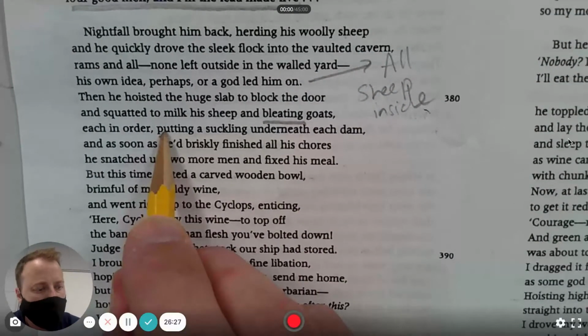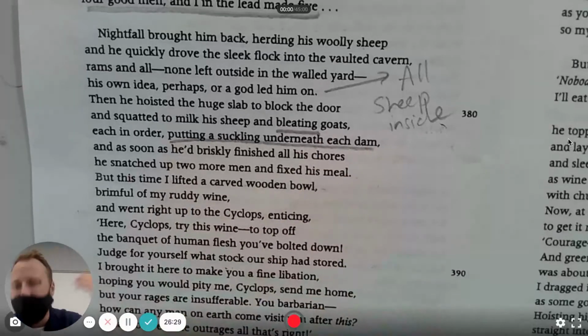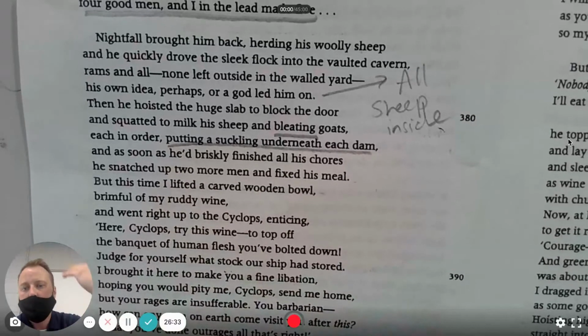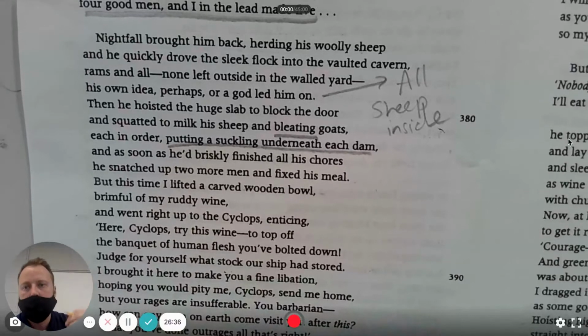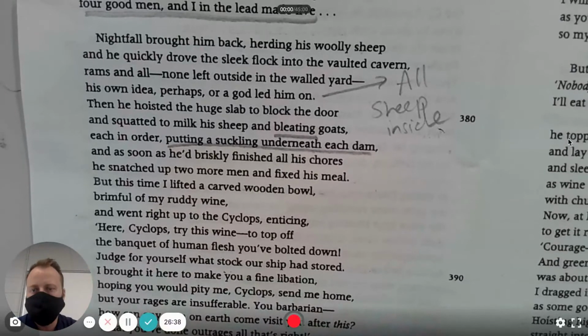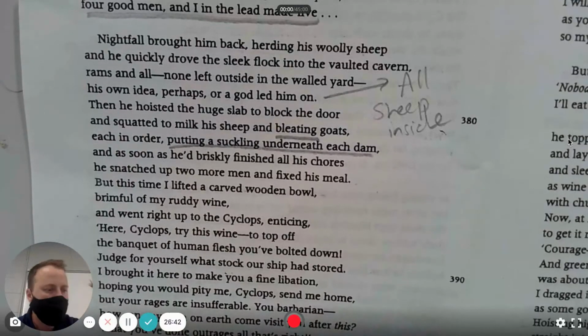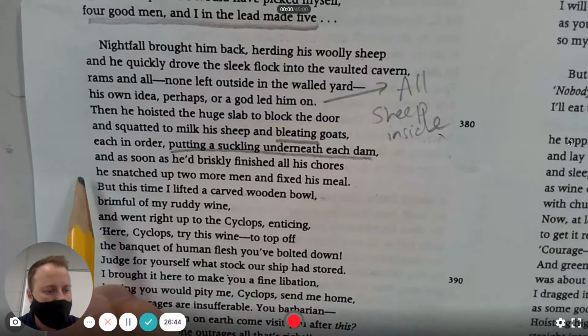And we see this is kind of part of the poem. We see him repeating things, again and again. He keeps saying that he's putting a suckling under each dam. He keeps saying, when the sun came up, saying that dawn with her rose red fingers. So we see those repetitive descriptions.